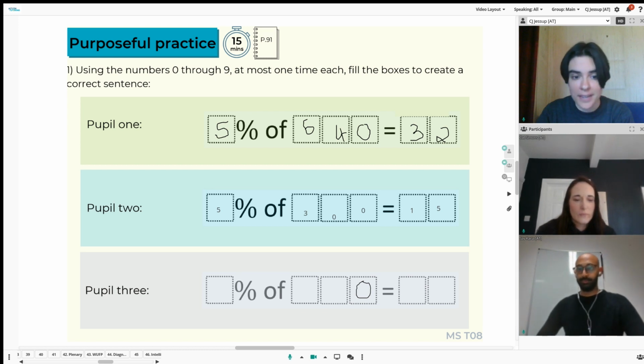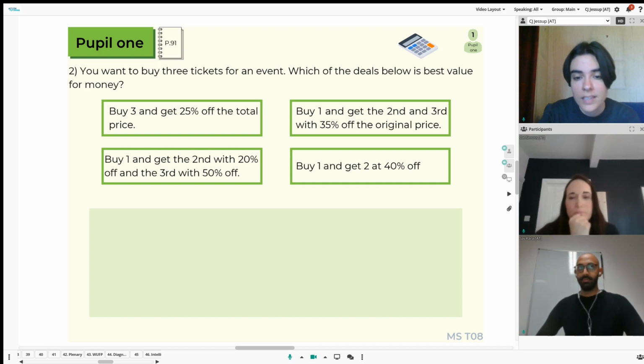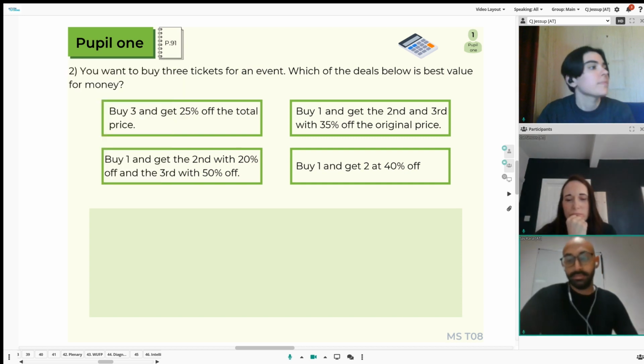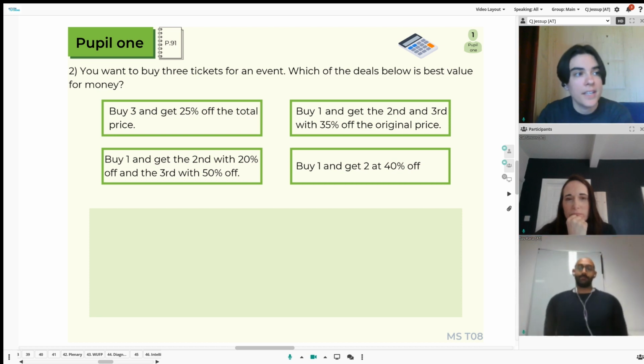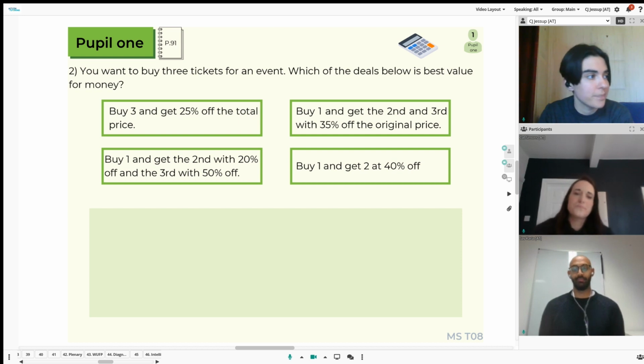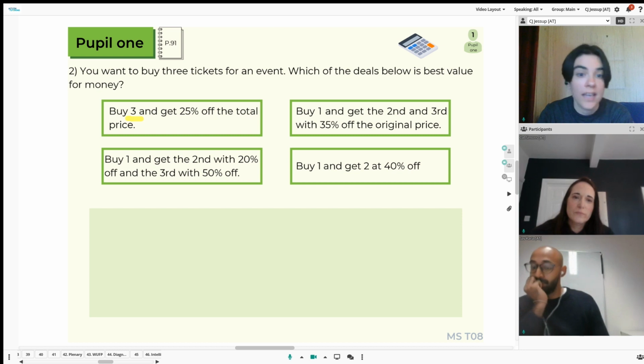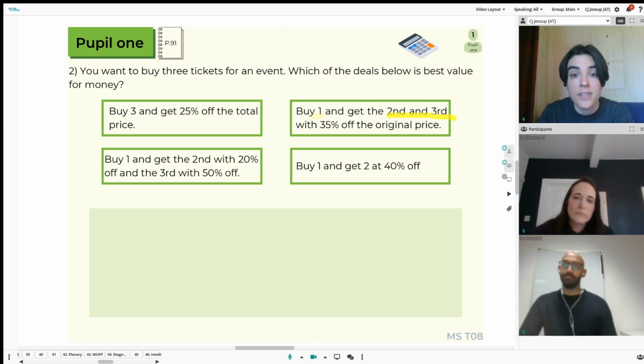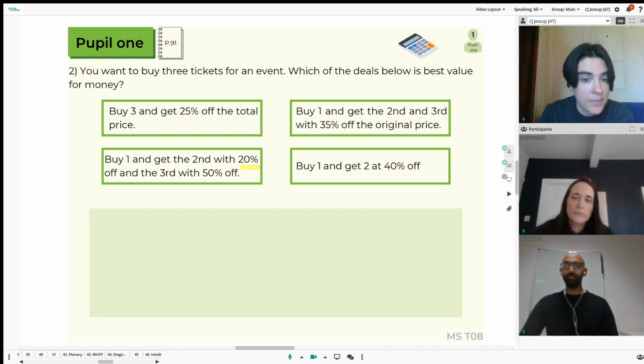So this will really get our brains going now. For this one, you've got to decide if you're going to buy 3 tickets for an event. What's the best way of getting the best value? So the cheapest for your money. And there's 4 options. You can buy 3 tickets and get 25% off the total price. You can buy 1 and then get the second and third with 35% off the original price. You can buy 1 and get the second with 20% off and the third with 50% off. Or you can buy 1 and get the other 2 at 40% off.